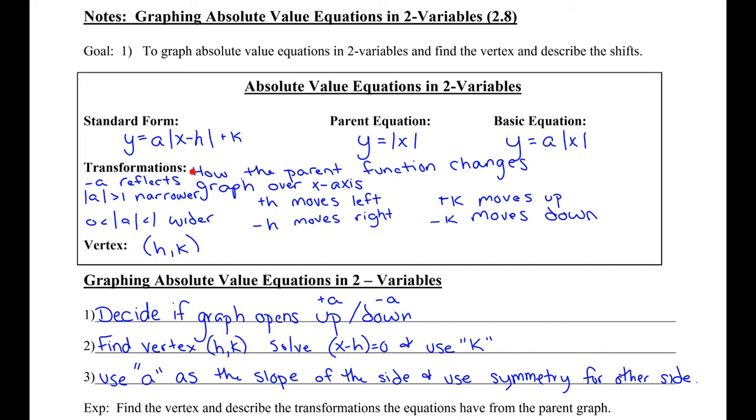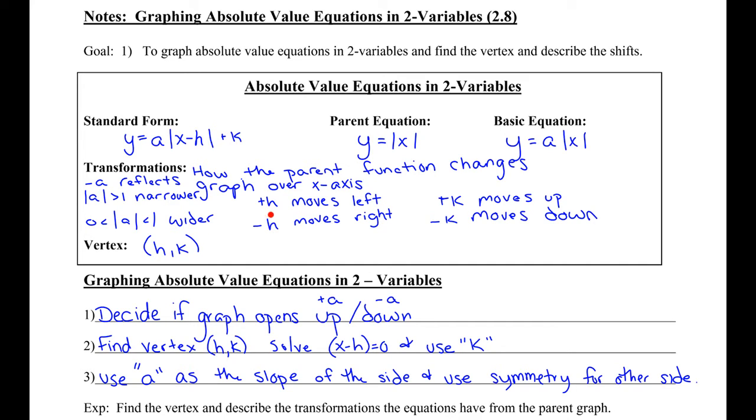Transformations are going to talk about how the parent function changes. If the a value becomes negative, it will reflect the graph over the x-axis. If the absolute value of a is greater than 1, your graph will be narrower than the parent function. If the absolute value of a is between 0 and 1, the graph will be wider than the parent function.